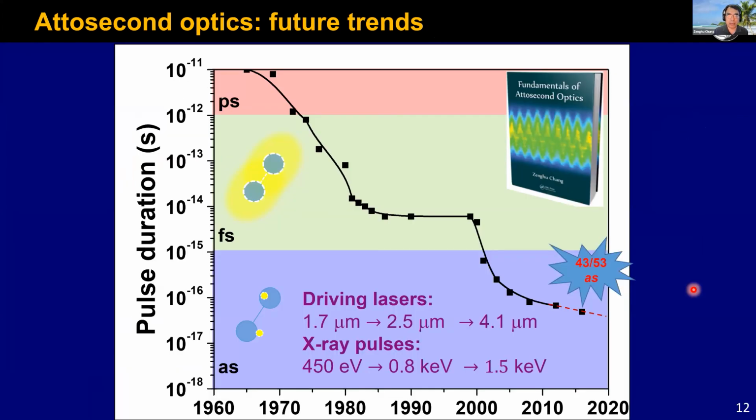Well, here we are. We now have lasers working at 1.7 micron, but that's not the limit. At this moment, we are funded to explore new lasers centered at 2.5 micron and 4.1 micron. This should allow us to push the photon energy to 0.8 kilo electron volts or even above 1 kilo electron volts, and the pulse duration should be able to reach less than 25 attoseconds.